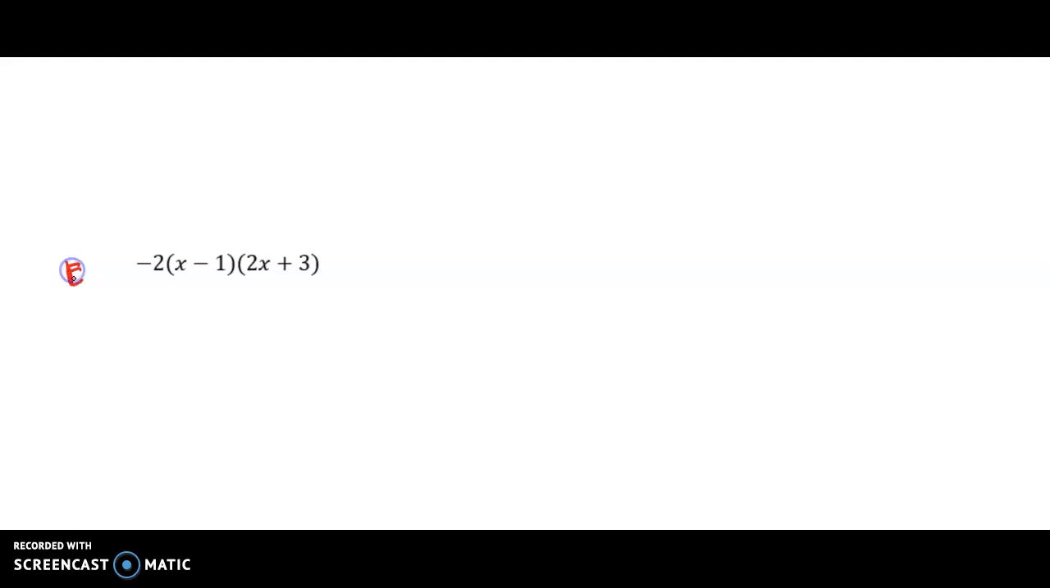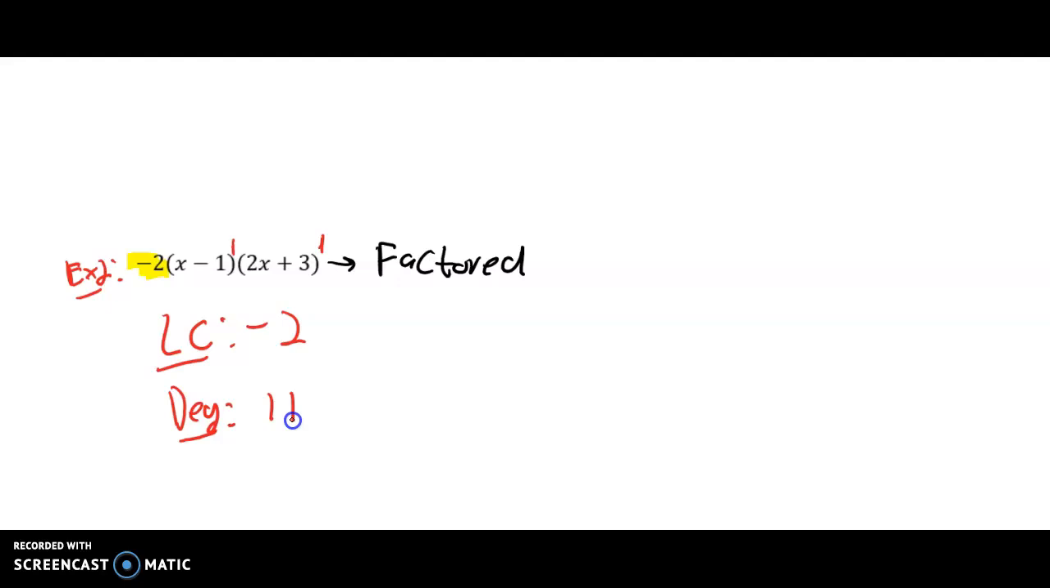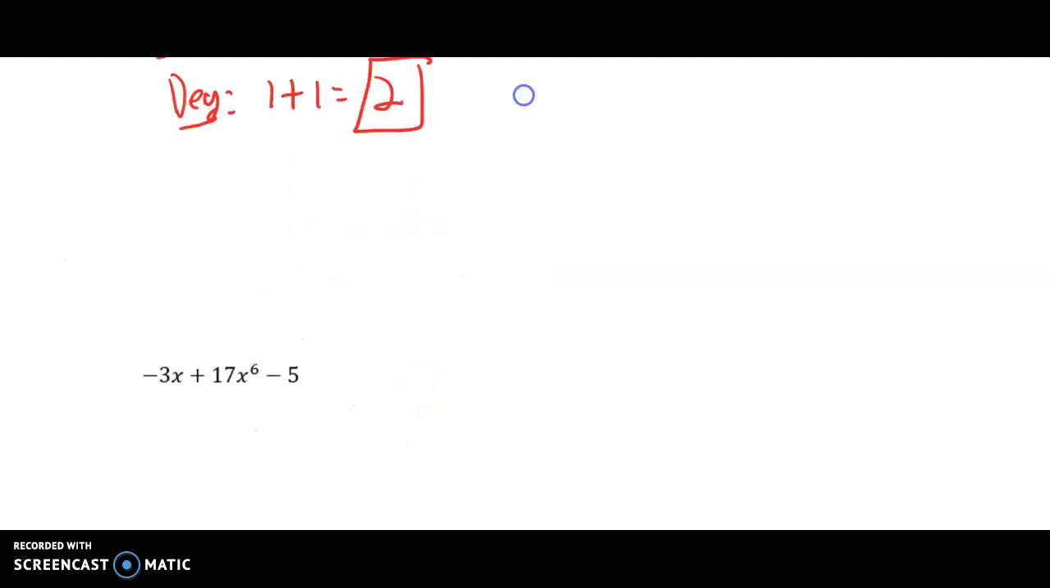Call this example 2, pause wherever you need, make sure you're writing the original problems. This guy is in factored form. So our leading coefficient is just the number up front. That's negative 2. Let's write in our exponents. Negative 2 has no exponent because it has no variable. And on the factors, if you don't see an exponent, it's 1. So our degree is the sum of the exponents, which is 2. Okay, we're going to do a few more.